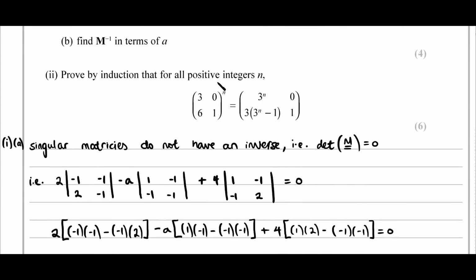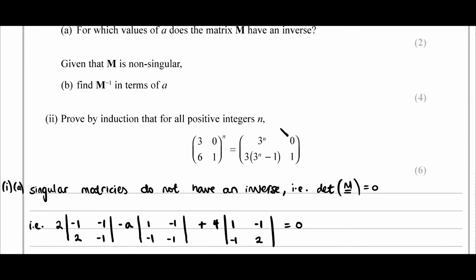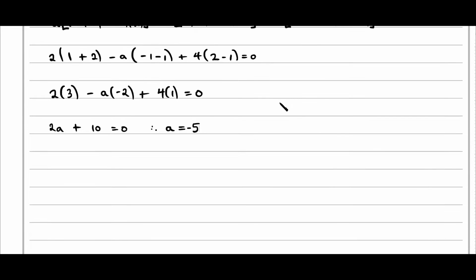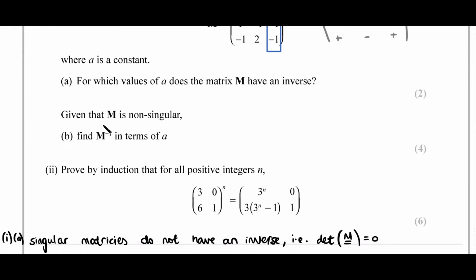Okay, because we said here, singular matrices do not have an inverse. And therefore, non-singular matrices have an inverse. In other words, we have an inverse when a doesn't equal minus 5. So therefore, M has an inverse when a doesn't equal minus 5. Now for part B, which is quite complicated. Given that M is non-singular, we have to find the inverse of the matrix M in terms of a.